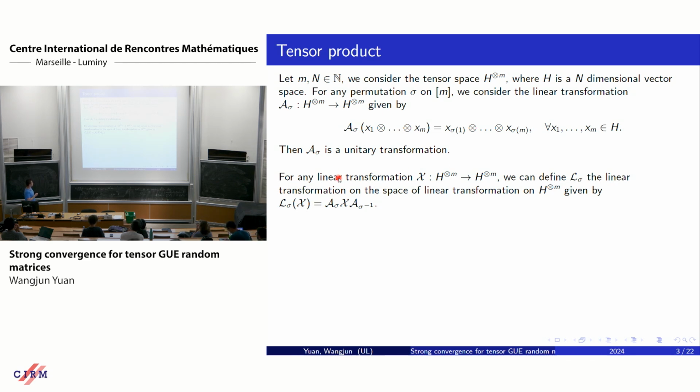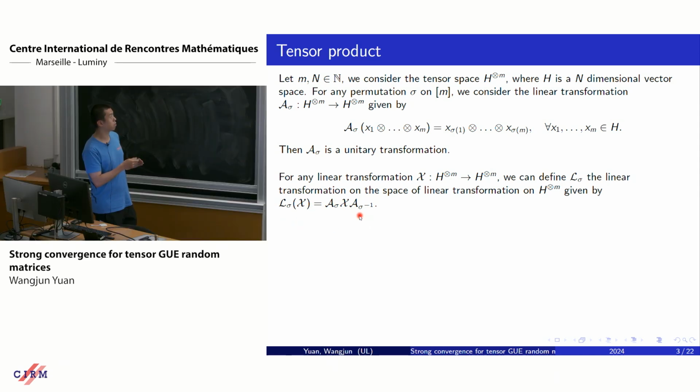Next, we define another linear transformation on the space of linear transformations. That is to say, if we have an input X, which is a linear transformation on H tensor m times to itself, we define L sigma such that the output L sigma of X is to multiply by A sigma on the left and multiply by A sigma inverse on the right.